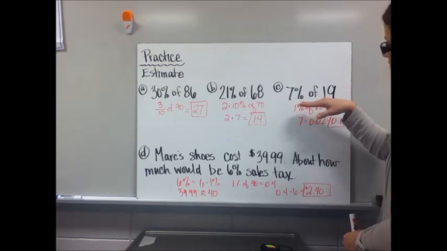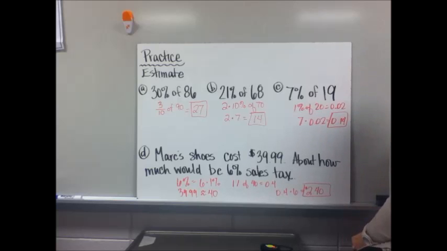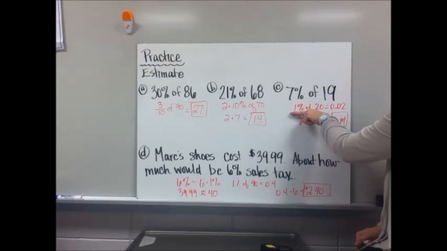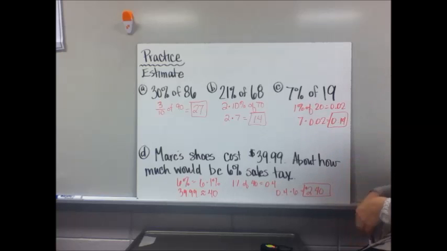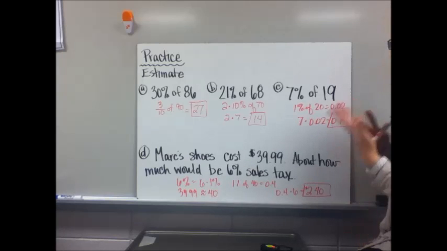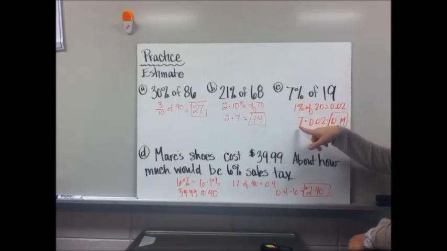For part C, 7% of 19. So I started by finding 1% of 20, and if you were watching me, first I wrote that as 0.2, and I was like, wait, that's too big, and I had to go back and correct myself. So that is the same thing as 0.02. I have 7 1%, so 7 times 0.02 is 0.14.